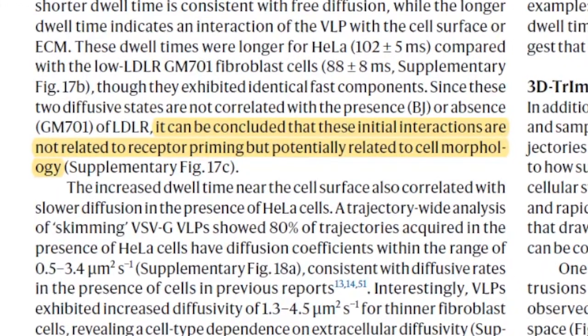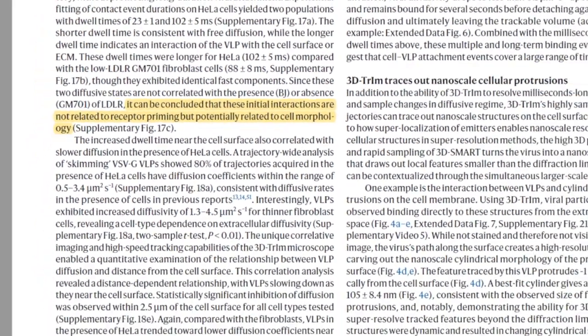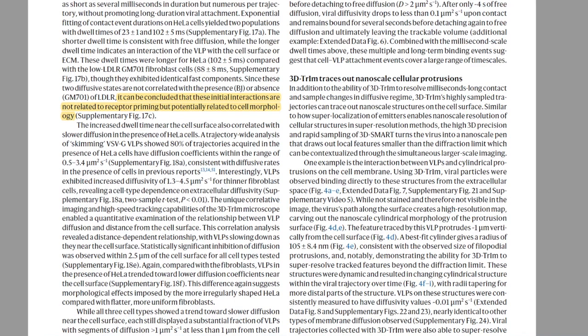Okay, and they wrote right here in the highlighted portion, it can be concluded that these initial interactions are not related to receptor priming, but potentially related to cell morphology. And what that means is that there's no evidence that these particles actually had a receptor interaction. In other words, they didn't have a chemical interaction with the cells. And this is really important because we are told that the whole way viruses work, and the virus tropism is related to this, is that the virus has a protein on its surface that the cells it infects have a receptor for, okay?